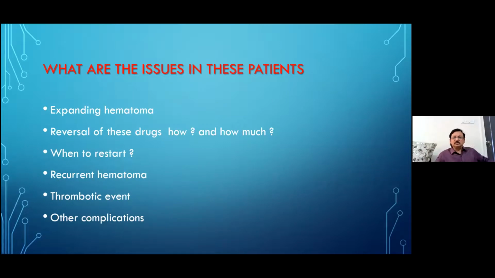What are the issues in these patients? Expanding hematoma is a very common thing. The patient comes with a small hematoma, and within a few hours the hematoma expands. Then there is reversal of these drugs, how to do it and how much to give, when to restart, what to do when you suspect a recurrent hematoma, and a thrombotic event which has to be addressed, and other complications, if there are any.